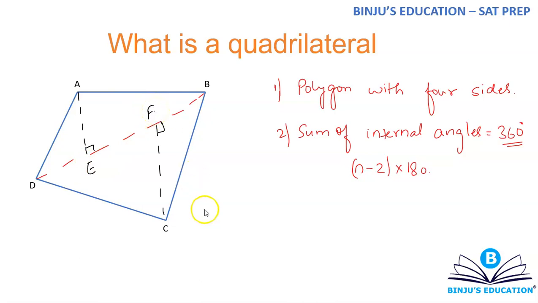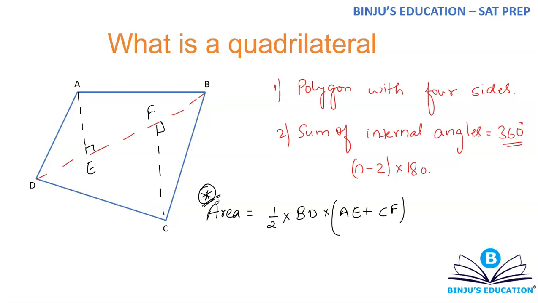So what will become of your area? That will simply be 1 by 2 into the length of the diagonal multiplied by the sum of the two perpendiculars, that is AE and CF. Now how does this happen? Like how did I get this area? So that's quite simple. If I have drawn BD, I have basically divided this quadrilateral into two parts. One is DAB, second is DBC, right?